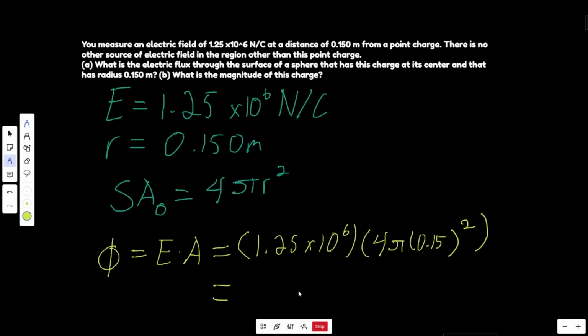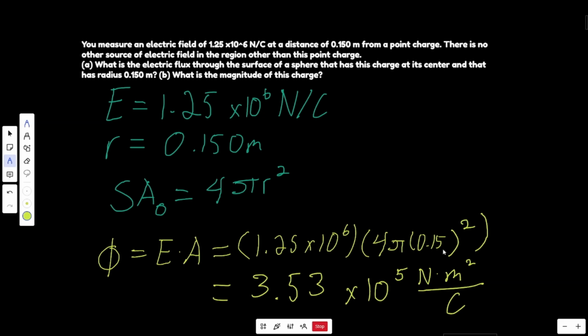3.53 times 10 to the power of 5. Now, what's our unit? Our unit again for flux is newton meter squared per coulomb. And that's it. That's how you get the flux.